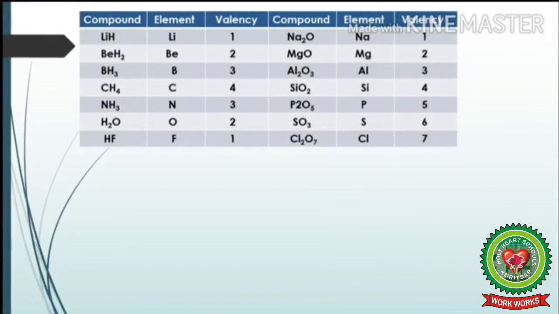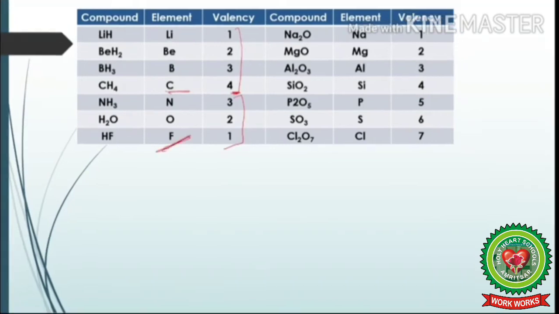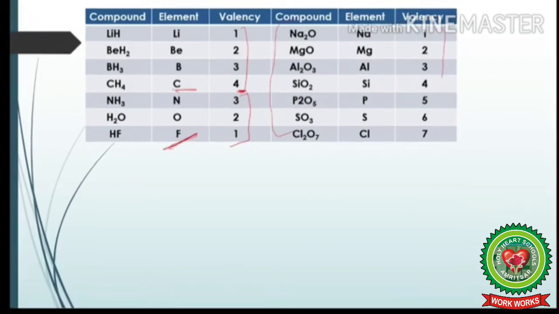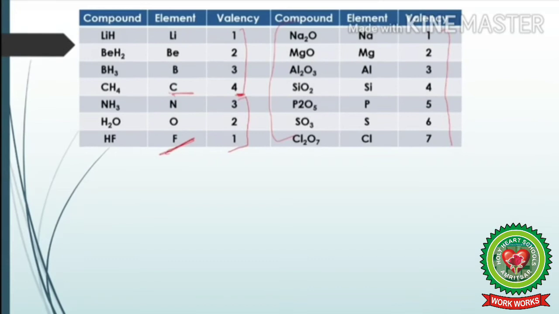It can be clearly observed in this table that the valency with respect to hydrogen, in the case of lithium to fluorine, first increases to 4 up to carbon, and then it decreases to 1 up to fluorine. The valency with respect to oxygen increases as we move left to right along a period.